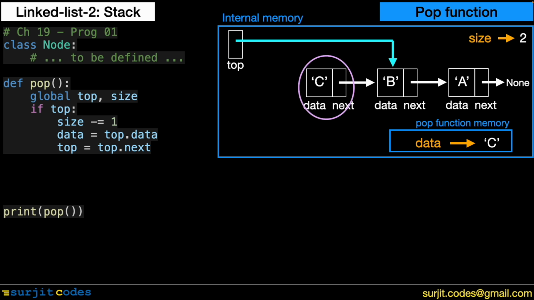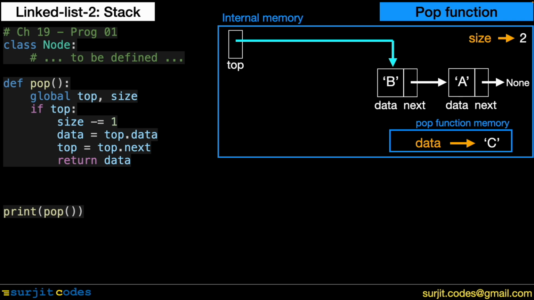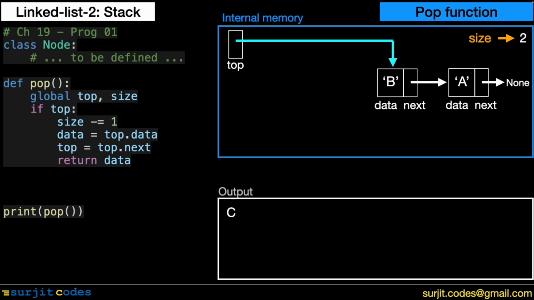Since node C no longer has any reference to its memory, it becomes a dangling node and is reclaimed during the next cycle of the garbage collection. We have restructured the stack and will now return the data value that is C at the end of the pop function. The print function receives C returned from pop and displays it.